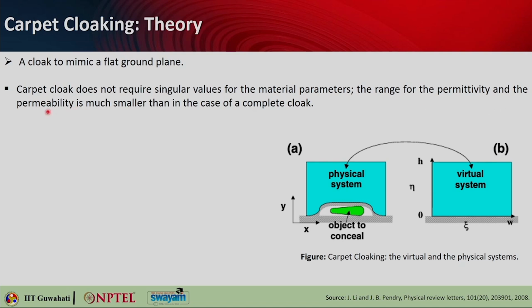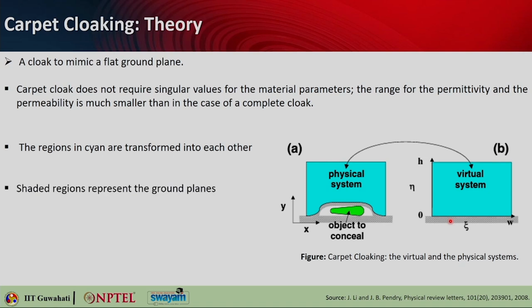Thus, the range of permittivity and permeability will be much smaller in the case of a complete cloak. And you can see here that this is the object you are trying to hide, that is a ground plane, and then you are trying to put a cloak over this object, so that it is indistinguishable from the overall thing, just like this virtual system. So, the signature from this object will not be coming out. It will behave as if there is just a ground plane, nothing else. So, that is how you will be able to hide, or conceal, the object.